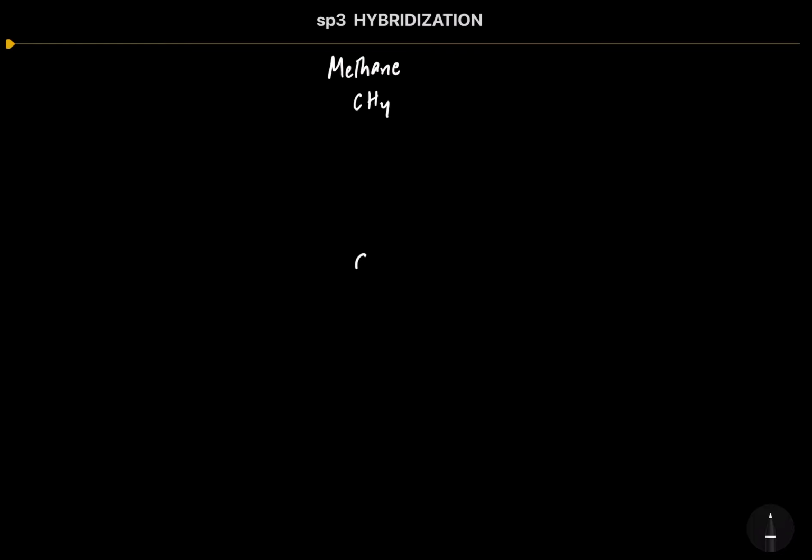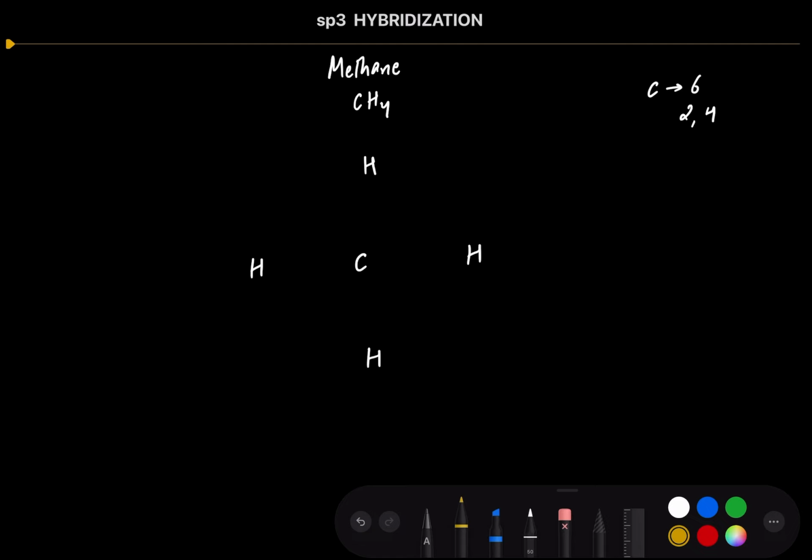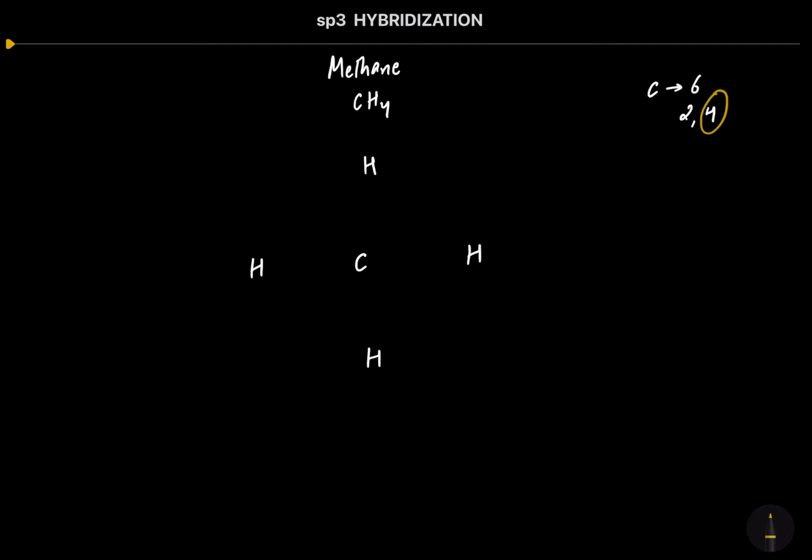So that's a carbon over here, hydrogen, hydrogen, hydrogen, and the hydrogen. Let's talk about the carbon. What's the atomic number of carbon? It's 6. So the configuration will be 2, 4. That means carbon is having 4 electrons in its valence shell. So let's mark these 4 electrons around the carbon. The first electron, second electron, third electron, and the fourth electron.